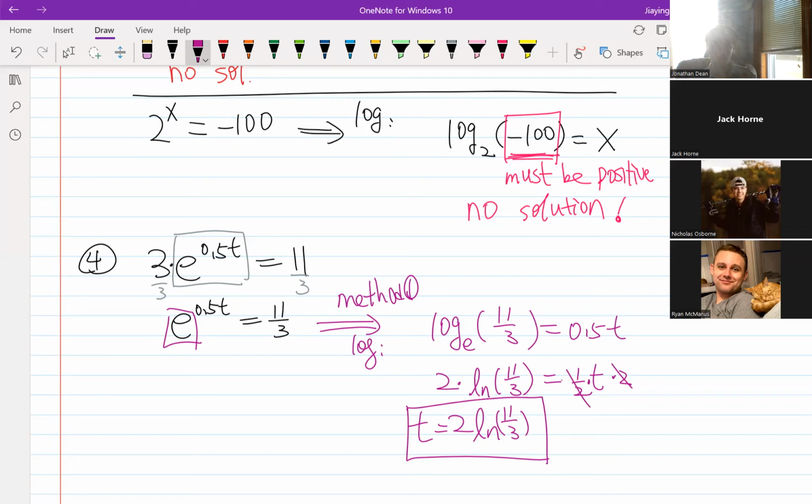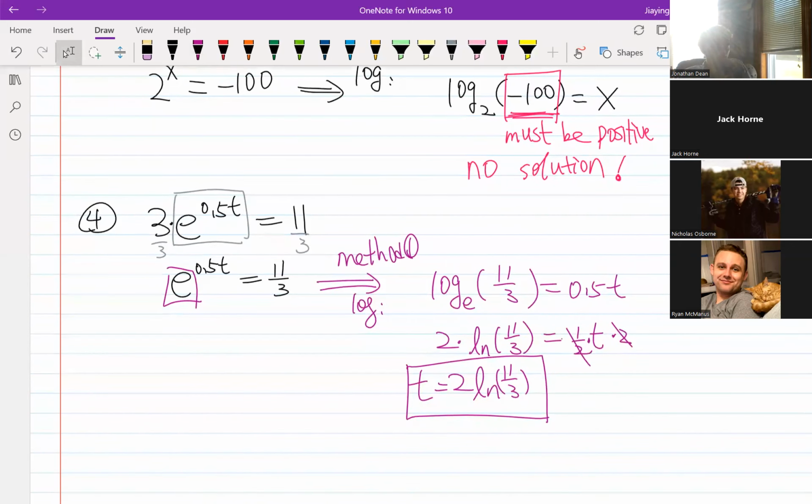Any questions on this method? And we can always double check, right? Inside the natural log, there are no negative numbers. It's a positive 11 over 3. That's perfectly fine. All right, so that's one way.